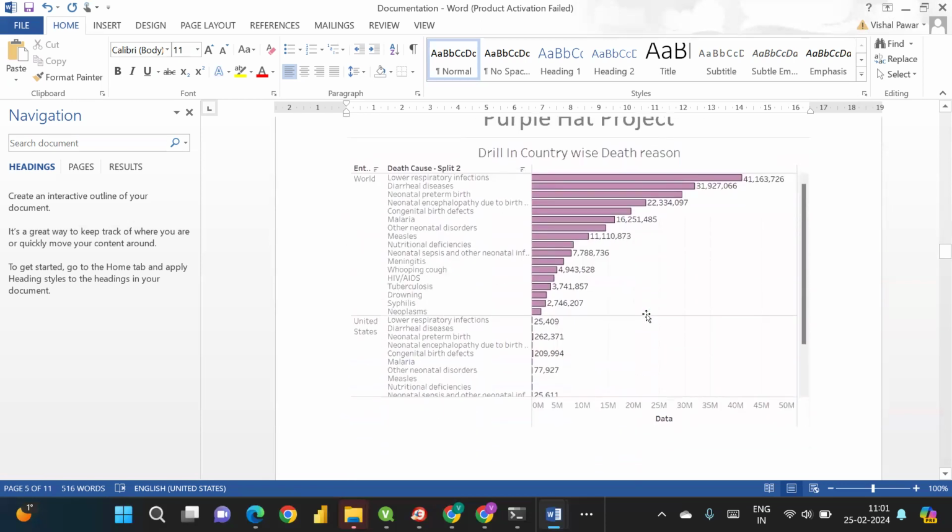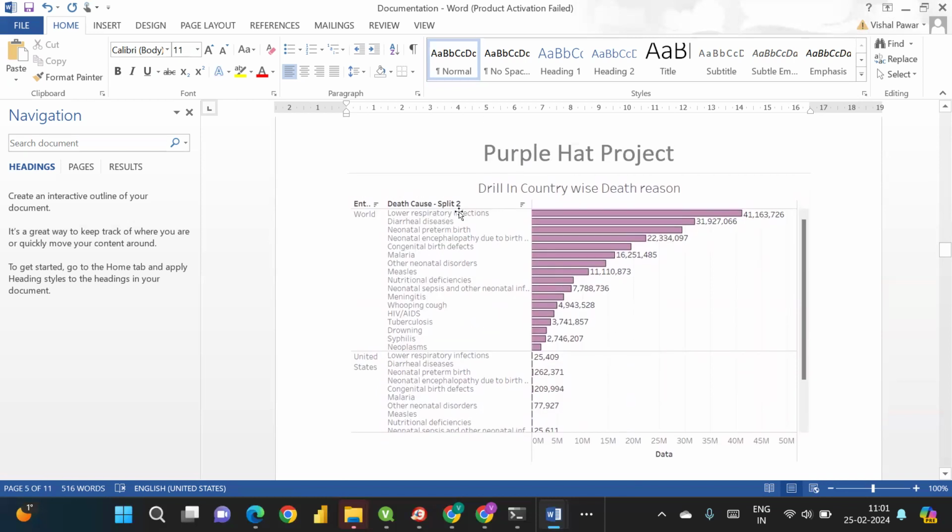We have drilled down into the death reasons for each country. For example, worldwide, lower respiratory infections are the highest cause of death. Diarrheal diseases and neonatal preterm births are also high, but lower respiratory and diarrheal are higher. This is because of air pollution in other countries. Countries like India and China have many industries, and a high level of air pollution leads to respiratory diseases. Genetic causes are also responsible, because as the older generation gets this disease due to air pollution, it's carried forward in the generations.